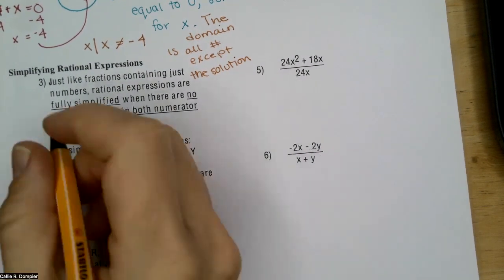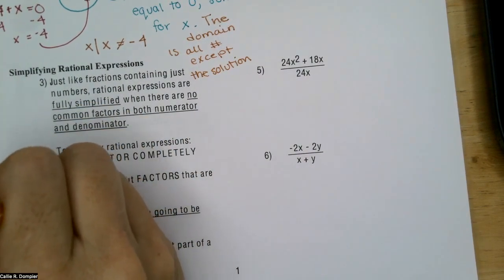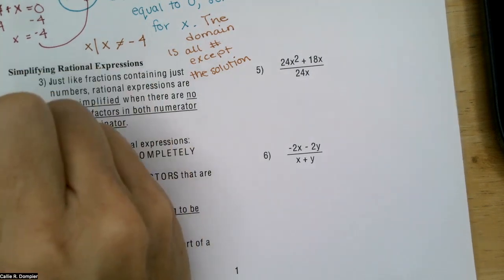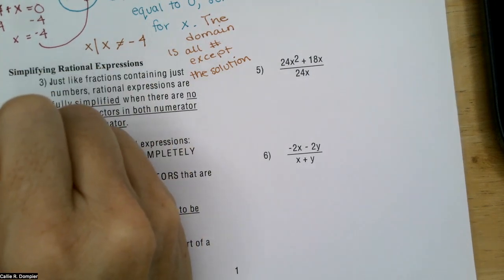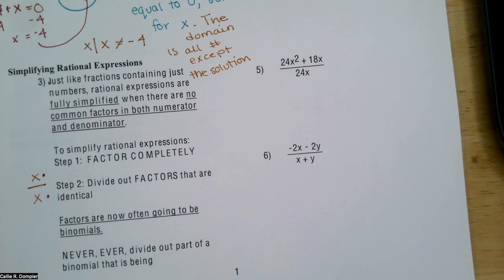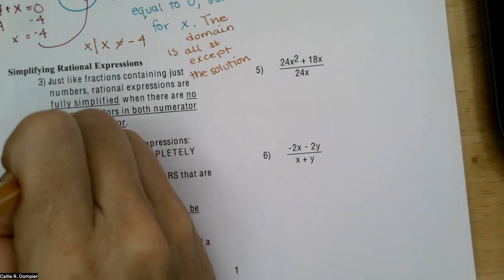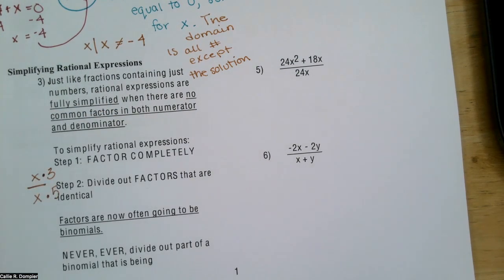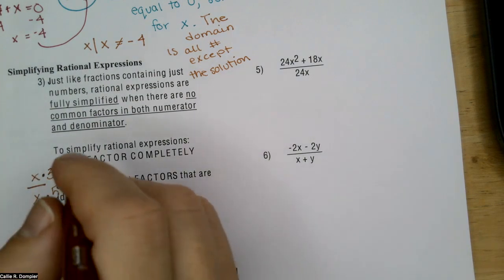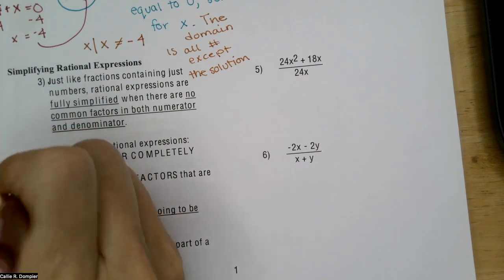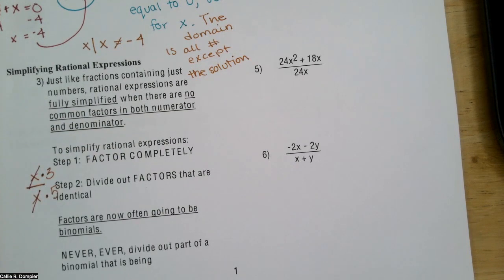And then we divide out, I call it cancel out, right? But you cancel out the factors that are identical. If there is a multiple of x on the top and a multiple of x on the bottom, maybe that one's x times 5 and this one's x times 3, cancel out or divide out factors that are identical. So now it's just, instead of 3x over 5x, it's 3 over 5.